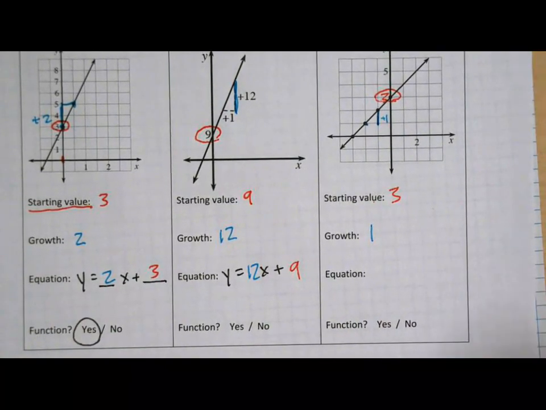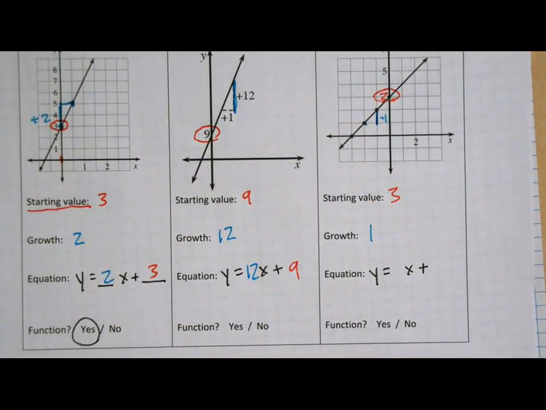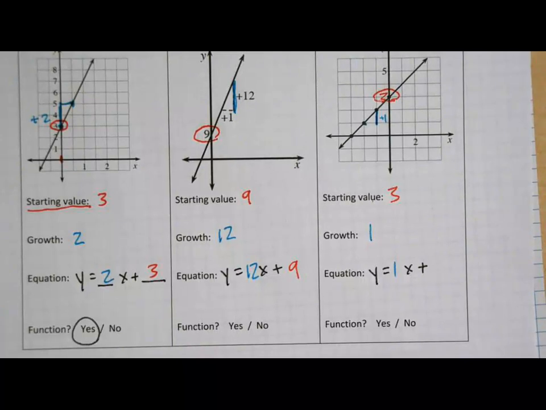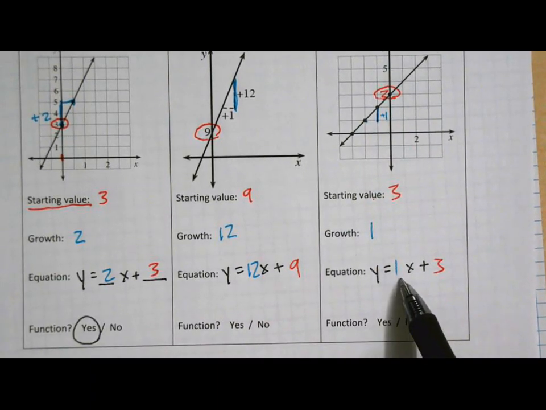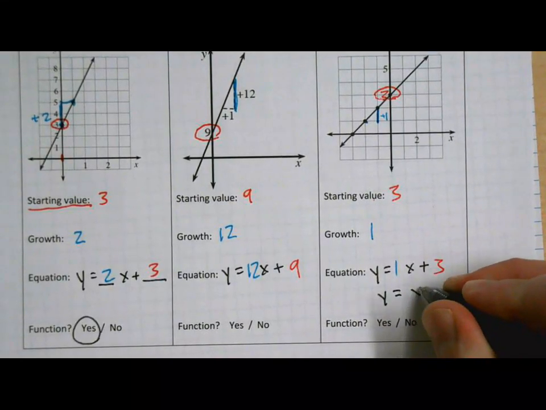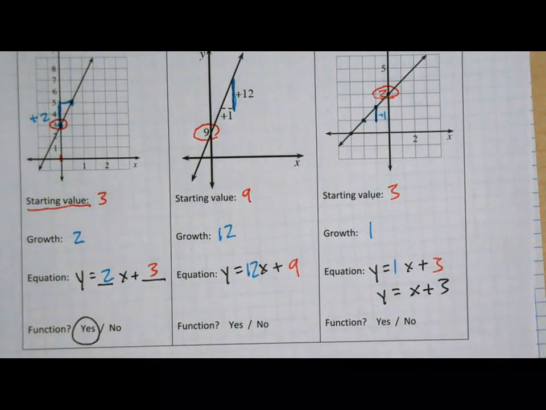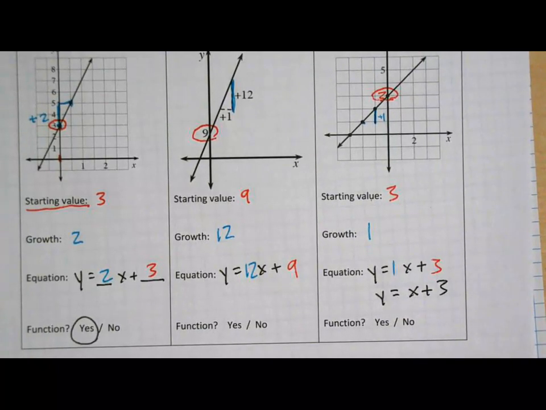So that makes my equation y equals something x plus something. Growth is 1. Starting value is 3. And there's our equation. We probably would not write this 1 in a final version of this equation. We would just write this as y equals x plus 3. But we would know that there would be an invisible 1 in front of this. Keep that in mind. That's going to come up a little bit later.